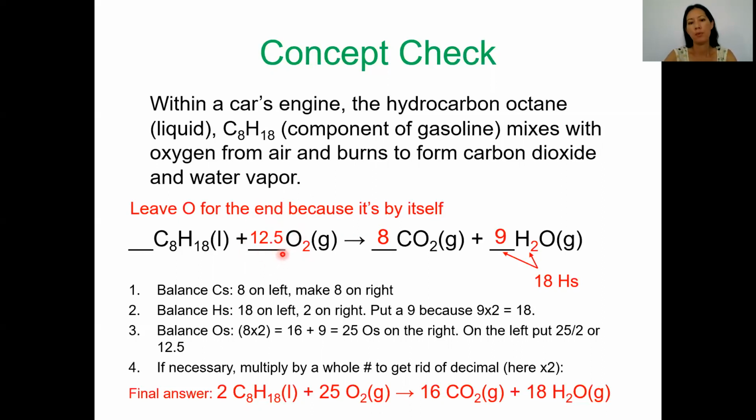Obviously, I need a whole number there, so I'm not going to leave it like that. So the very final thing you do to clean it all up is multiply by the smallest integer to make this a whole number, and you have to multiply all of them. So if I take this whole thing and multiply it by 2 to get rid of the half, I multiply it by 2 at the bottom, look at my final answer. 2 octanes plus 25 O2s gives 16 carbon dioxides and 18 waters. That's your final answer.